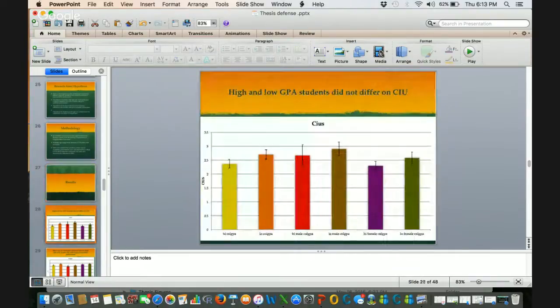The results. We first wanted to look at the relationship between high college GPA and compulsive internet usage, and we found that high and low GPA students did not differ on the compulsive internet usage.